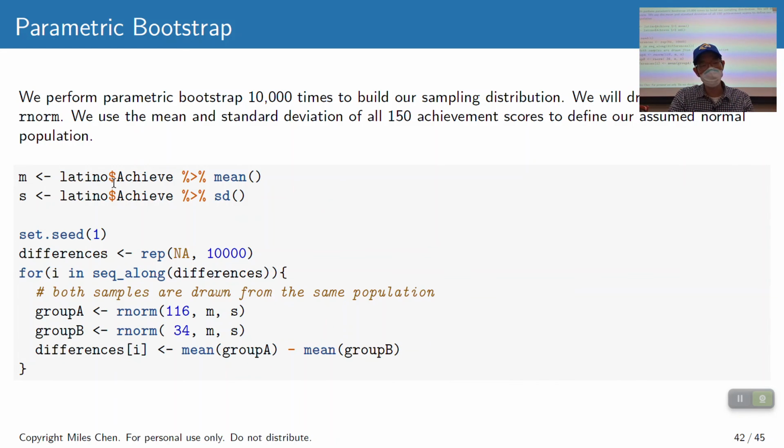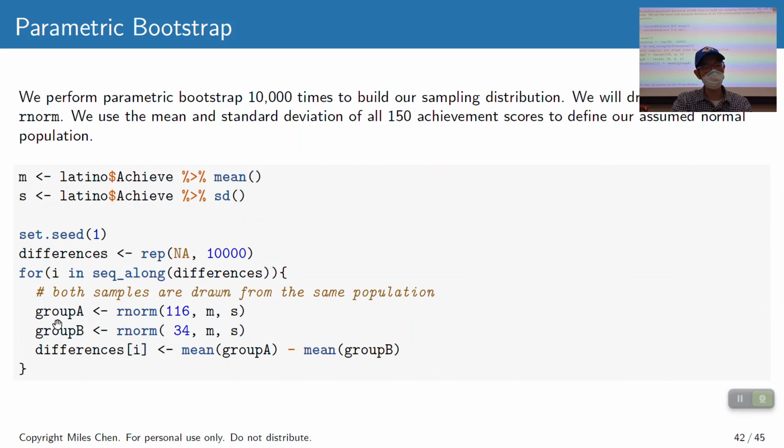And then we're going to take all the values together and calculate the standard deviation. We're going to say under the null hypothesis, both groups are coming from the same population. So I'm going to draw 116 values from a normal distribution with mean M and standard deviation S. I'm going to draw 34 values from the same normal distribution with mean M and standard deviation S. We're not using different means and different standard deviations.